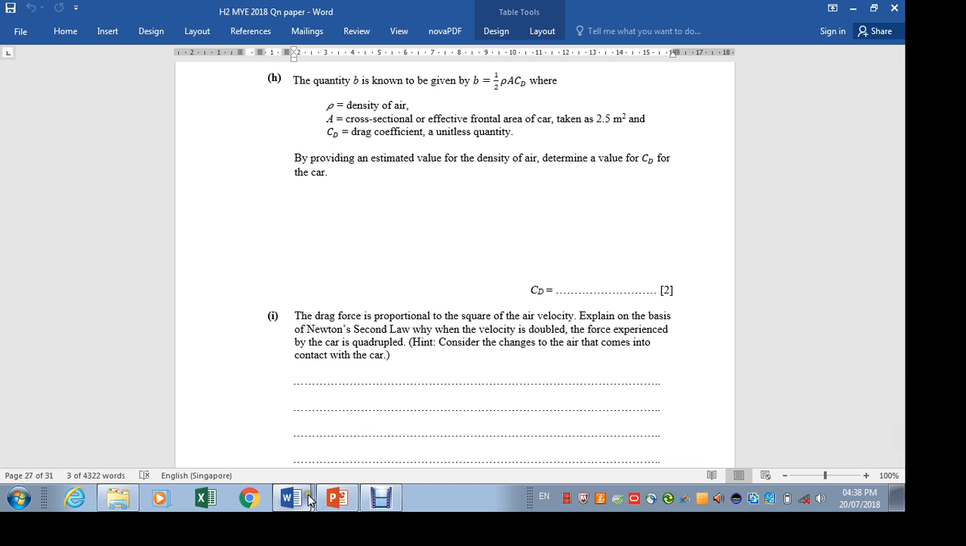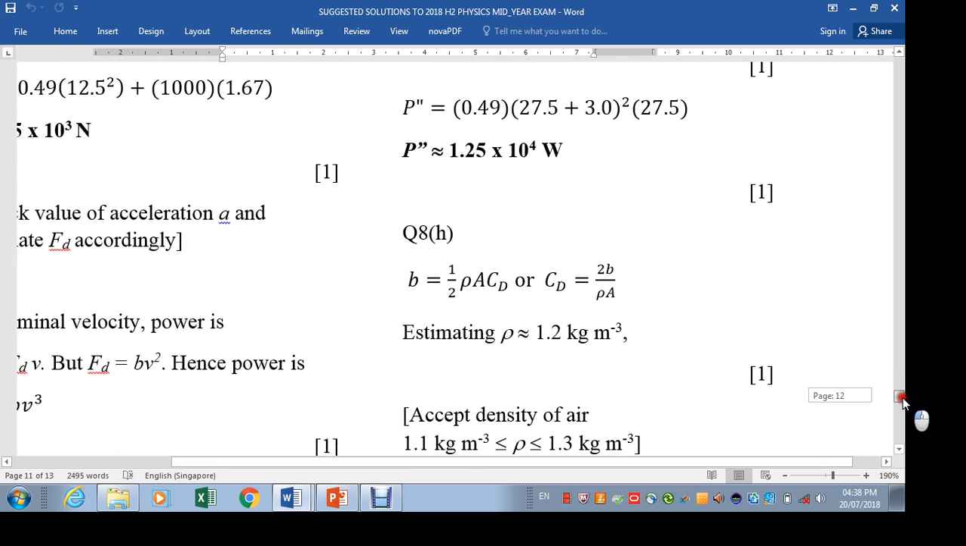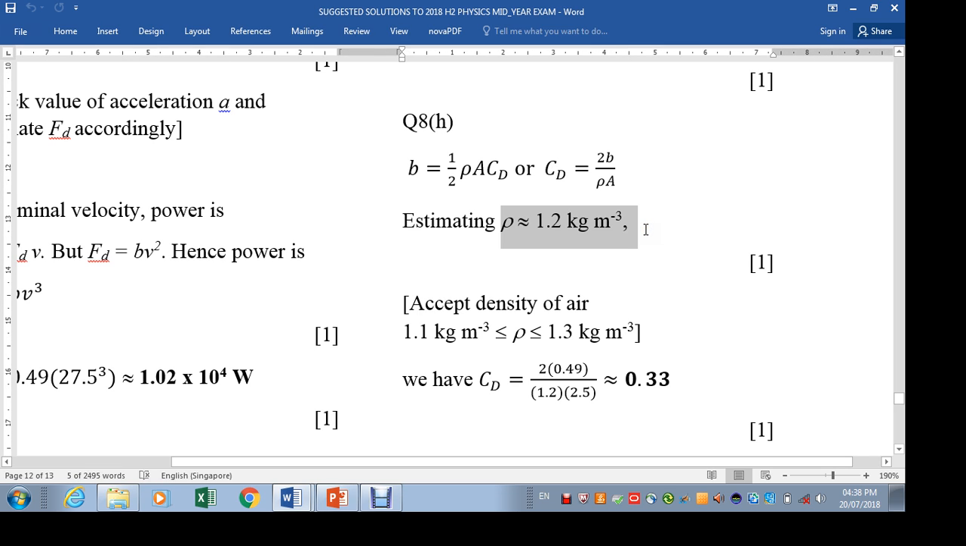However, there is one estimation you need to do, and that one was the one that tripped up a lot of students. Okay, is this. B equals, you rearrange, but you need to estimate the value of the density of air. There was actually one tutorial question that had the density of air mentioned. And in class, we estimated it to be around 1 kg per meter cube.